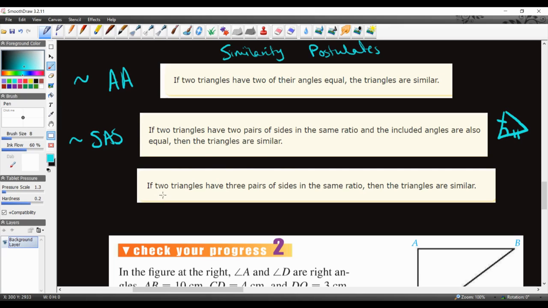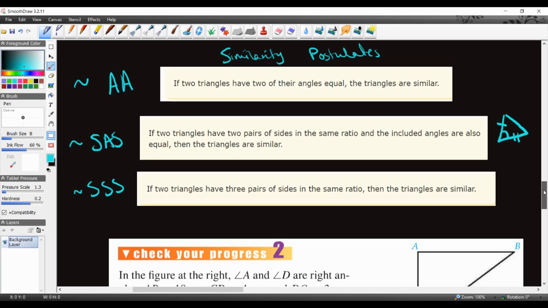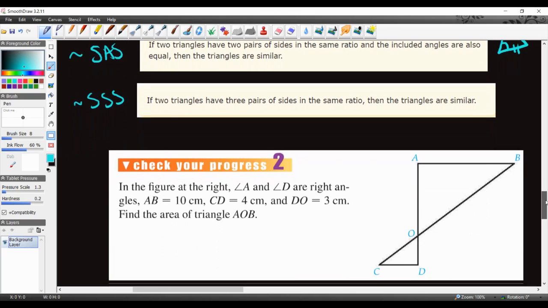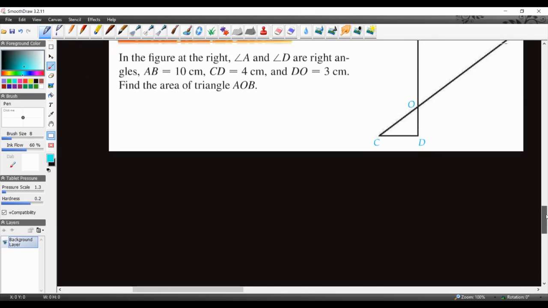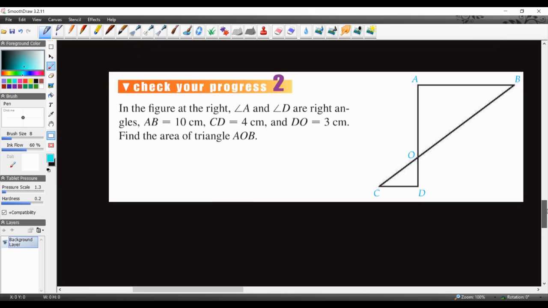And last but not least, if two triangles have three pairs of sides in the same ratio, then the triangles are similar. In this one, we're just talking about all three sides. If we have that proportion that we saw earlier for all three sides, then that means that they are similar triangles. With that information, we're going to do, I believe, just one example, so you can see how this works.